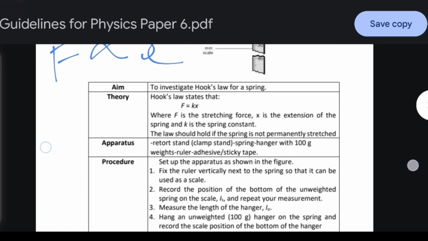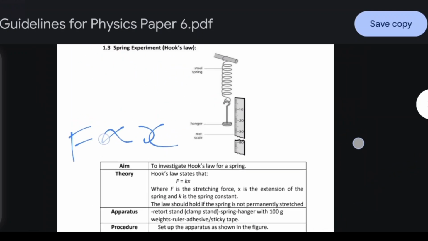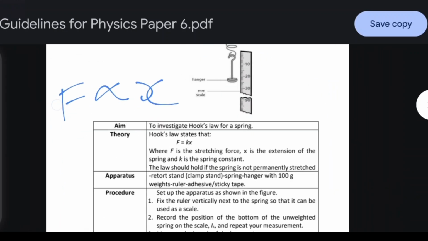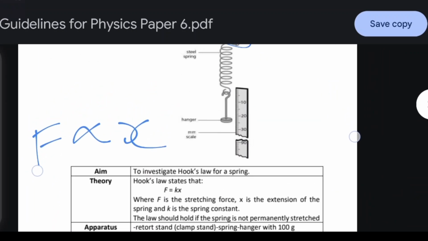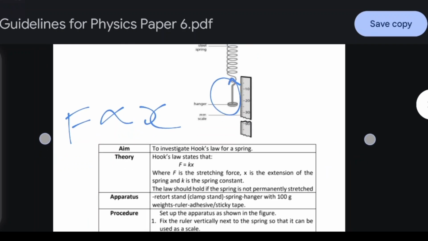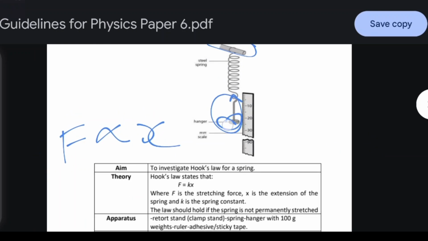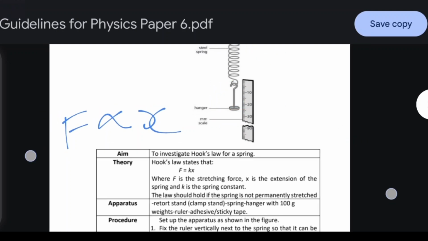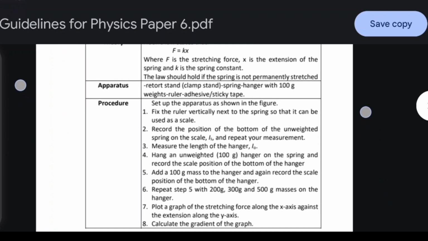Now next, the apparatus needed. We can see here we use a retort stand to hold this, and then we use a clamp stand. The same thing. Spring hanger over here, with a 100 gram weight and with the tape tied. Now, what is the procedure?